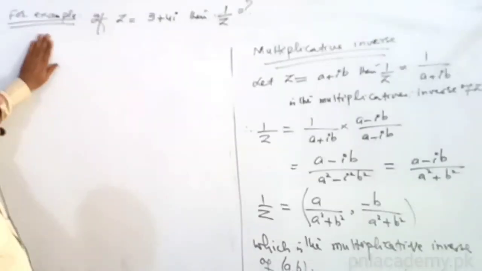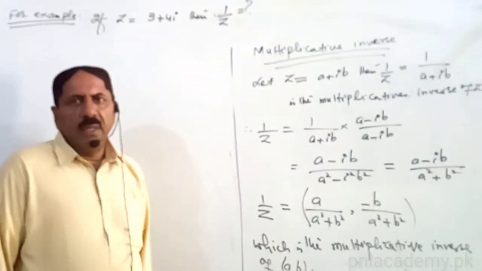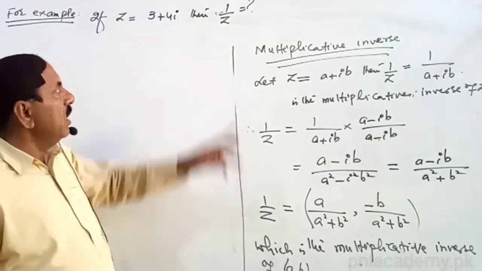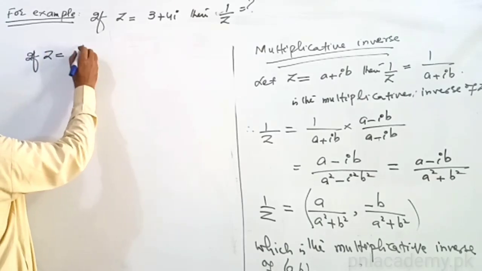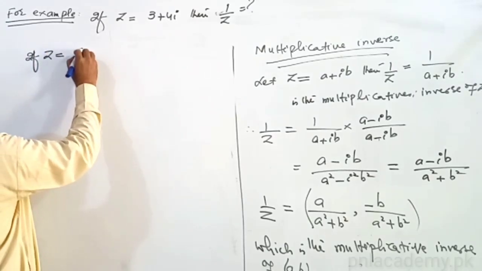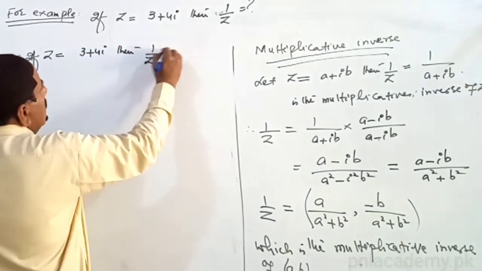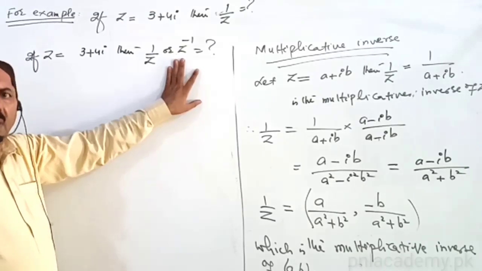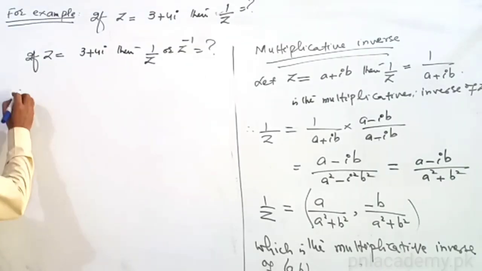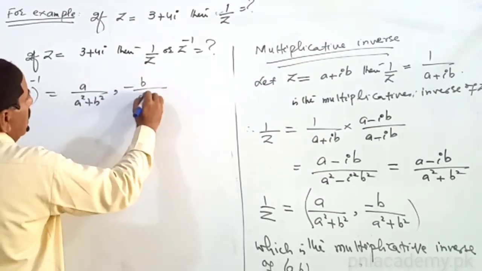For example, if z is equal to 3 plus 4 iota, then what should be the value of 1 upon z? Or we can also give the relation z inverse. So if z is equal to 3 plus 4 iota, then 1 upon z or z inverse is equal to what? We also can have the question like this. So (a, b) whole inverse is equal to a upon a square plus b square comma minus b upon a square plus b square.